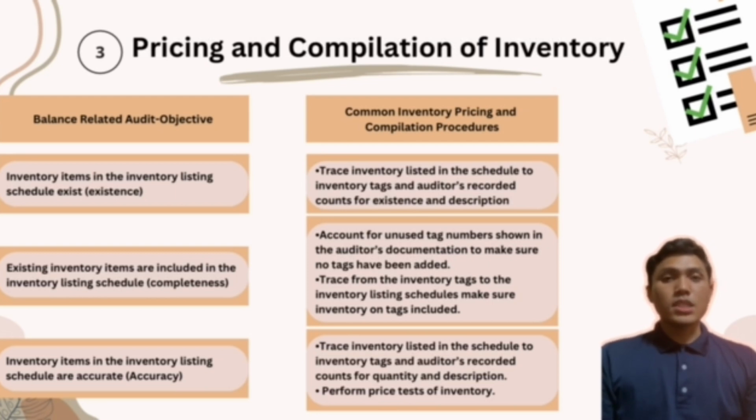And then lastly, the inventory items in the inventory listing schedule are accurate. The assertion is accuracy. For the procedure, trace inventory listed in the schedule to the inventory tag, and the auditor should record the count for quantity and description. And then the auditor must perform a price test of the inventory.